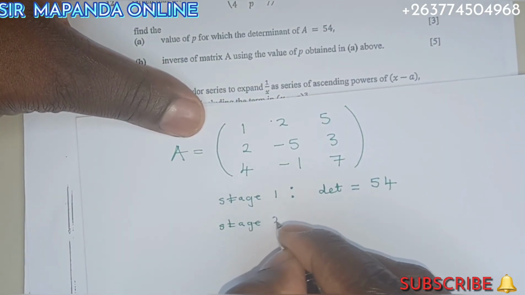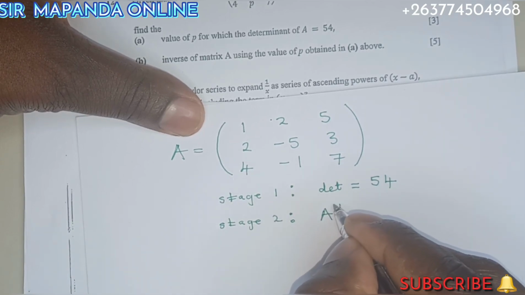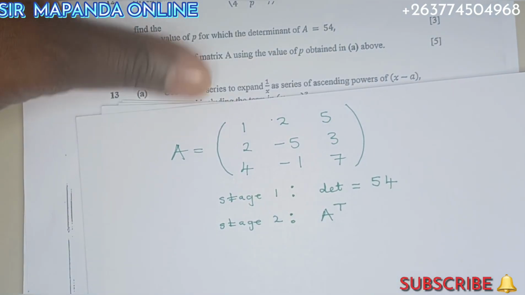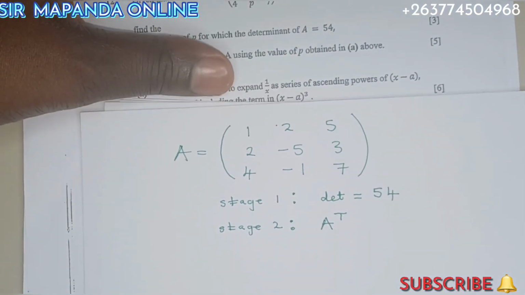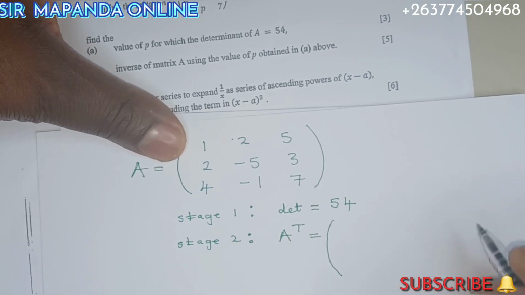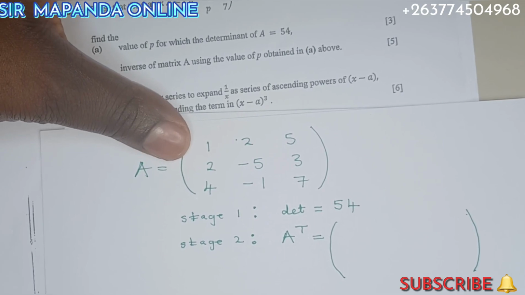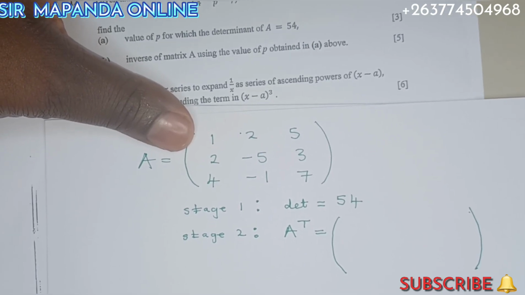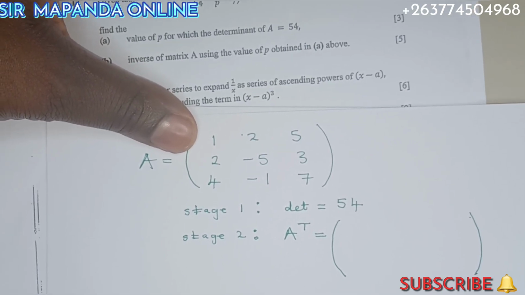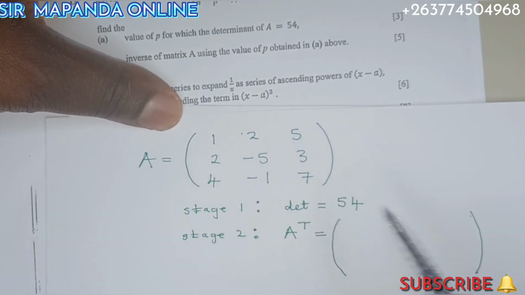Then stage 2, after calculating the determinant, you find what you call A^T. A^T means the transpose of matrix A. So what is the transpose of matrix A? By transpose, I mean convert the columns to become rows. Convert the columns to become rows. The first column is 1, 2, 4.